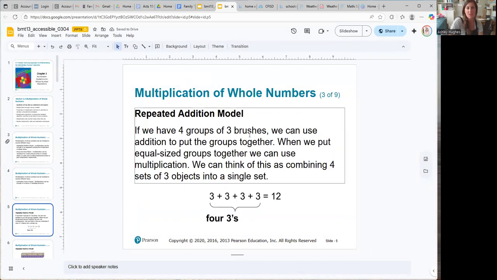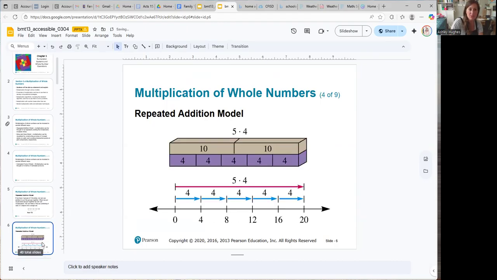Let's see. If we have 4 groups of 3 brushes, we can use addition to put those groups together. When we put the equal size groups together, we can use multiplication. So 4 threes is like 3 plus 3 plus 3 plus 3, which is 12, or 4 times 3. This is another visual, a couple different visuals. So 5 times 4, you can see that you have this way of thinking about it, right? 5 fours right here. Or you can have 4 fives, which they labeled as 2 tens.